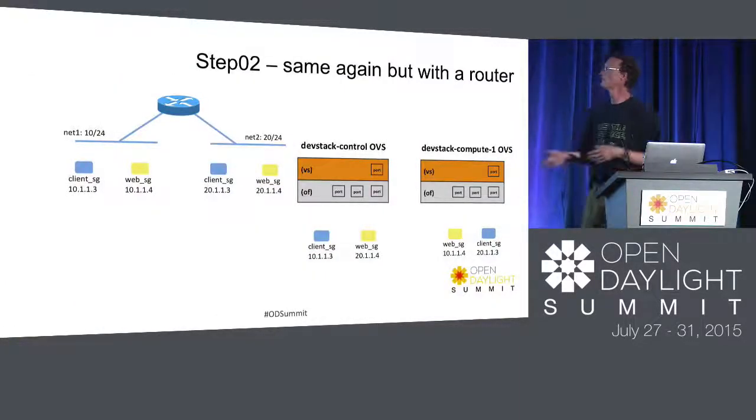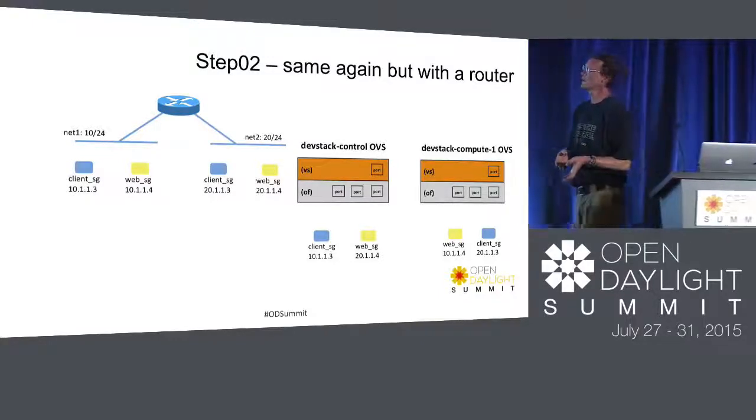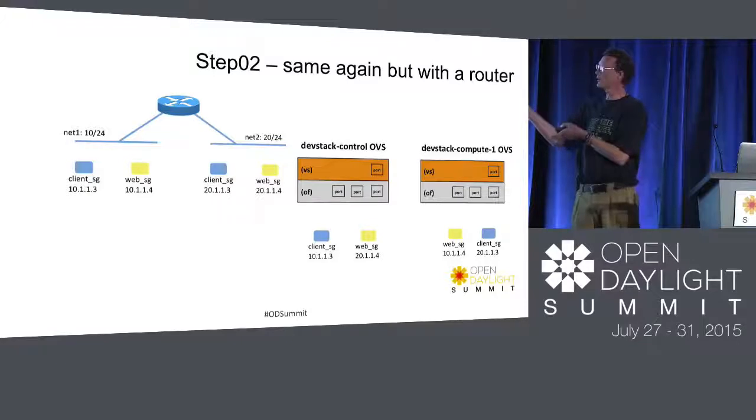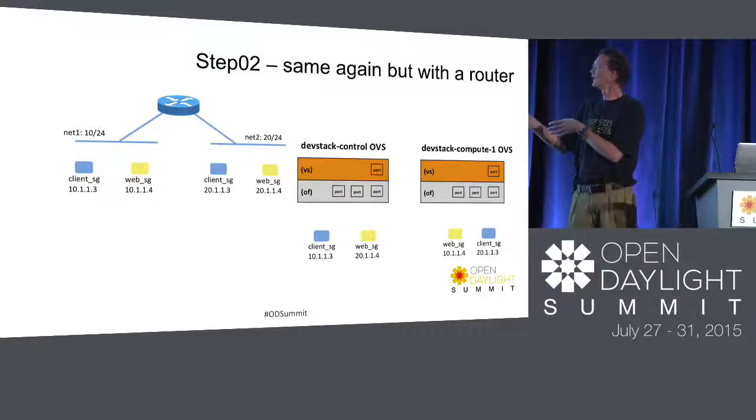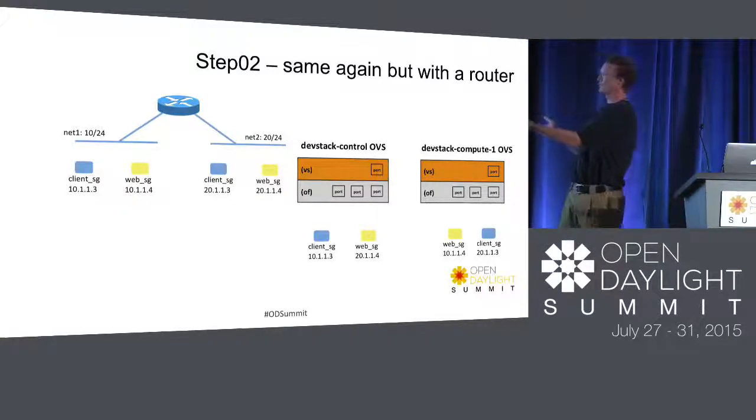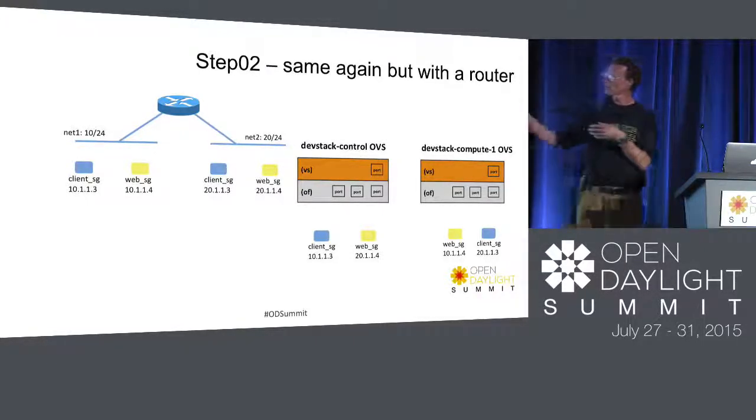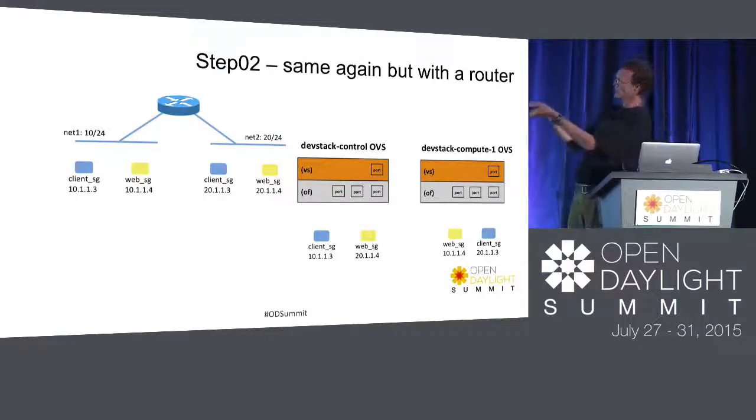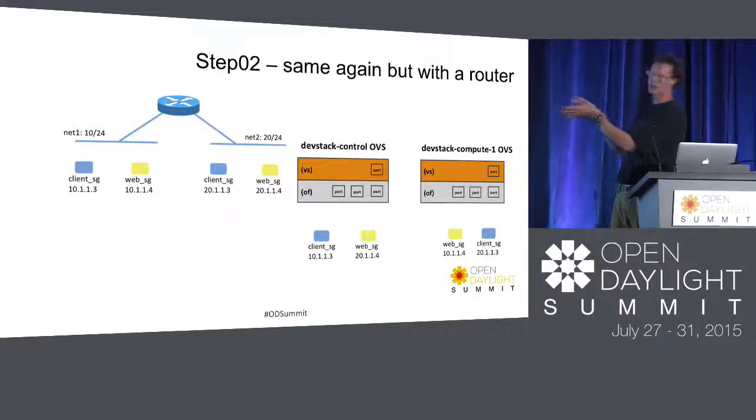So now in step 2, we're going to do the same thing again, but with a router this time. So we're creating a new network. We're going to add a client. This time it's in a completely different network domain. It's in the 20 subnet, but it's in the same client group. And we can spread those across different OVS instances. And we have another web server acting here, again in the 20 subnet. And not only that, we can spread 10 and 20 interchangeably across the OVS instances.